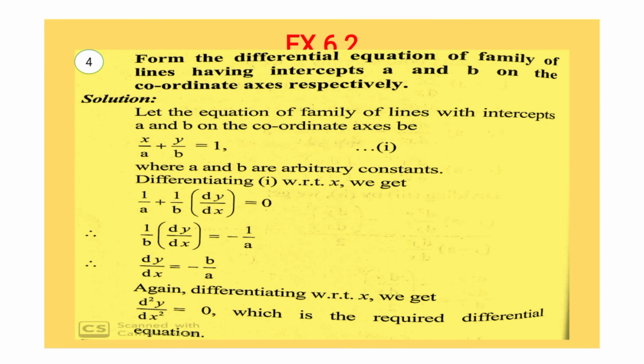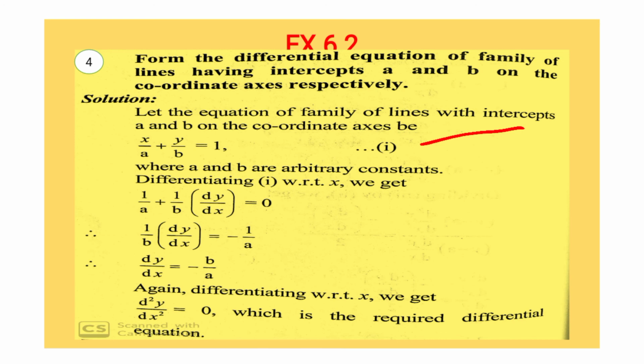Fourth problem, form the differential equation of family of lines having intercepts A and B on coordinate axes respectively. Solution, let the equation of family of lines with intercepts A and B on the coordinate axes be x upon a plus y upon b is equal to 1. Give this is equation 1, where a and b are arbitrary constants.